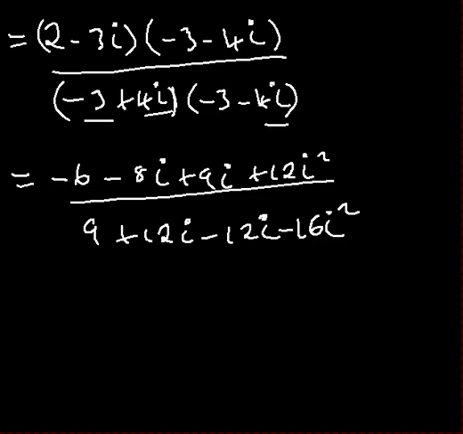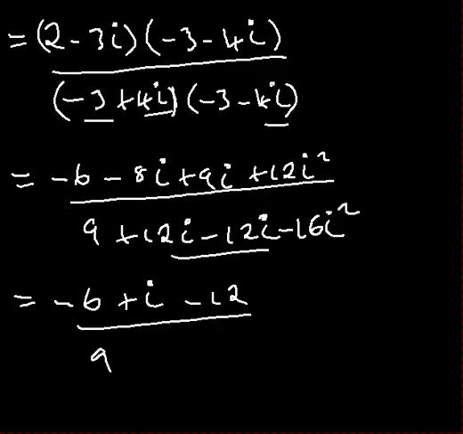squared. These are the like terms, and that should be given as negative 6, and thus we have plus i. And what is this? That's negative 12. So we have negative 12 divided by, and now for the denominator we have 9, and this is negative 1. Negative 1 times negative 16, that is positive 16.